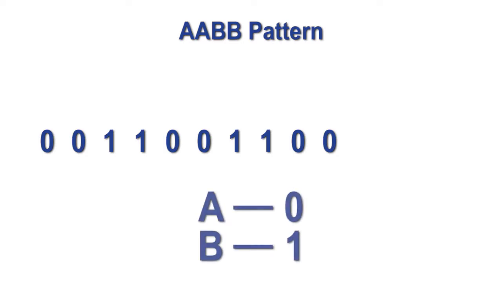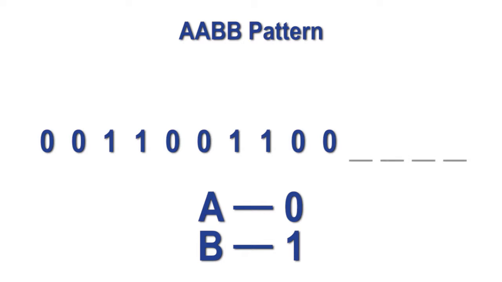Now look at this pattern. What is the core? I see 0, 0, 1, 1. That repeats over and over. This is the core. It could also be described as an AA-BB pattern. The A stands for 0 and B stands for 1.